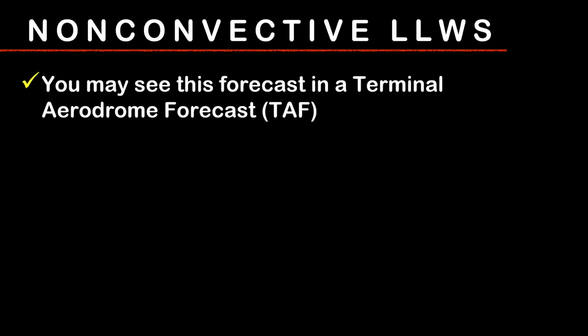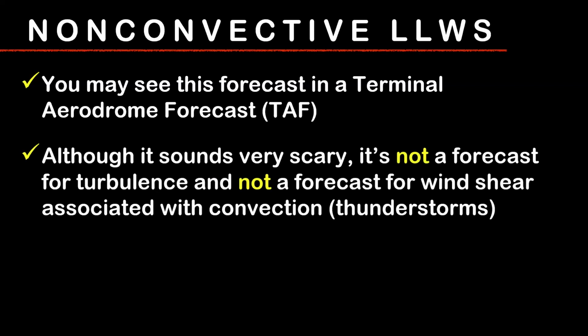You may say, I've seen wind shear forecast in the terminal aerodrome forecasts. And you're right. It's called non-convective low-level wind shear. And that can sound very scary, but note that non-convective low-level wind shear, as you'll see it in the TAF, is not a forecast for turbulence. And certainly not a forecast for turbulence associated with convection, because it's called non-convective low-level wind shear. So let's take a look at this a little more carefully.